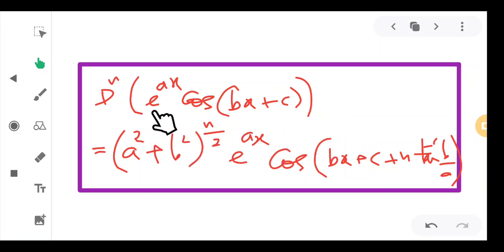So in the nth derivative of this product, a and b are playing a greater role. c is there in the expression, but a and b are to be applied for finding (a square plus b square) whole raised to n by 2 as well as tan inverse b by a. So this is the expression which you have to remember.